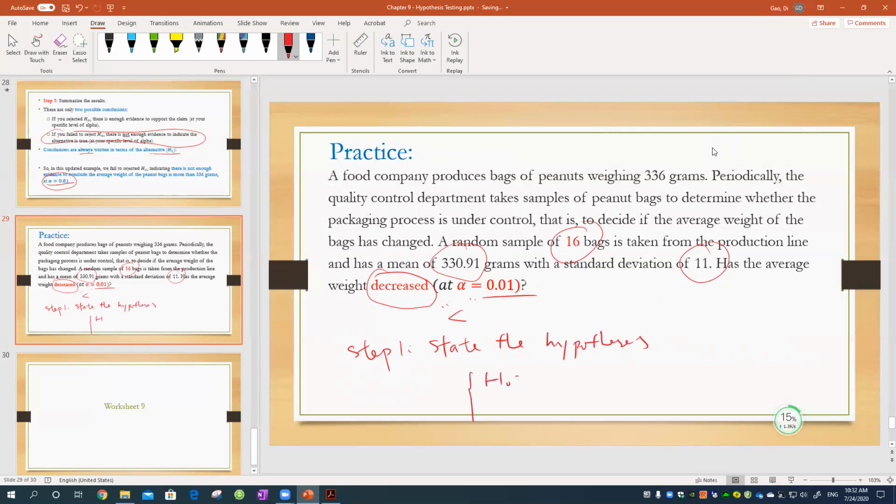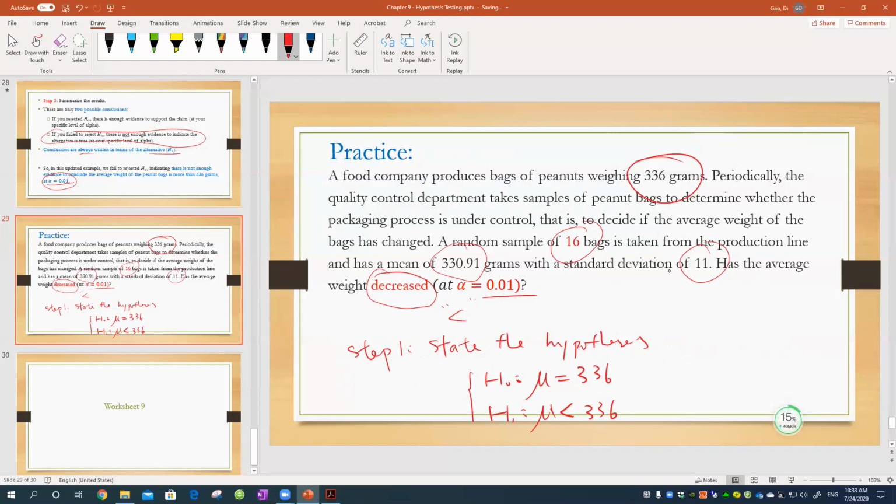And then we have this curly bracket. First one to state is H naught. It is always mu equals something. And mu equals what? We got the number from the question, 336. And the alternative hypothesis is H1, which is always mu, and then the sign is from the claim. The claim is decrease, so smaller than the original number is a decrease. So smaller than 336. So that's step 1, to state the null and alternative hypothesis.